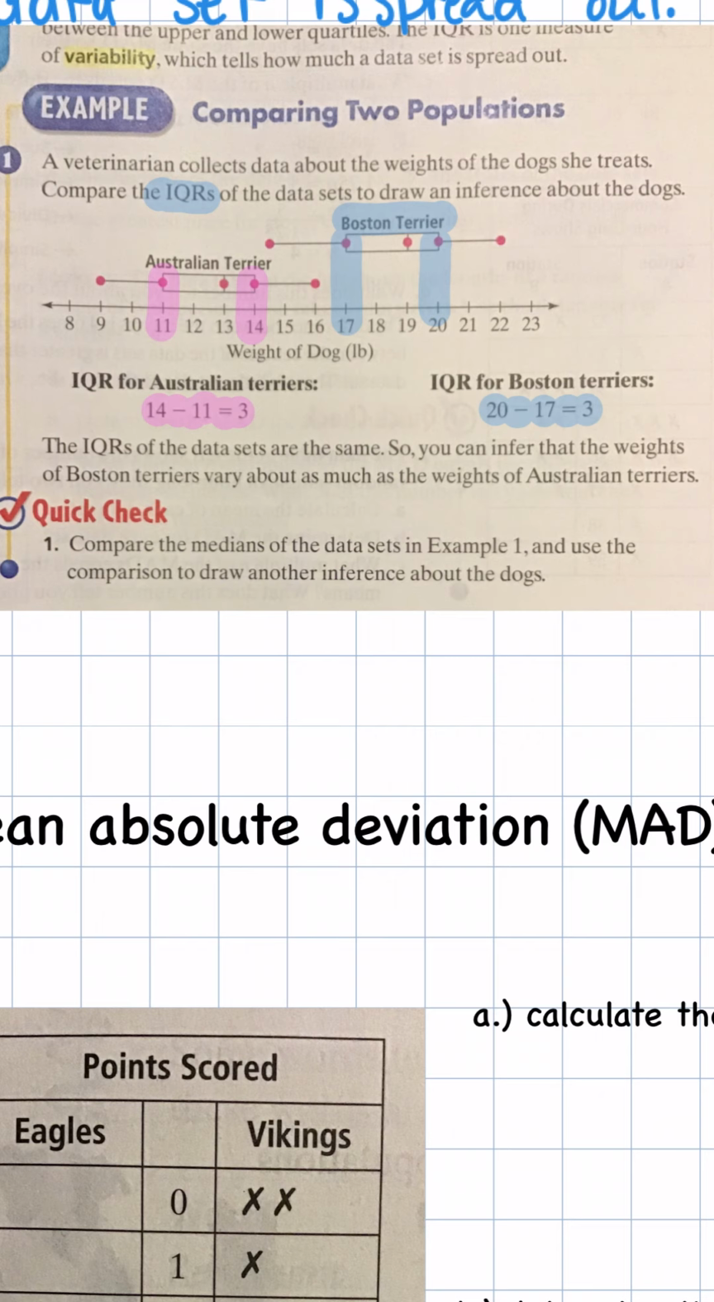So now what I'd like you to do is compare the median of the data sets in example 1 and use a comparison to draw another inference about dogs. Think about that for a minute. Press pause, think about it, see what you come up with. Come back to me when you're done.